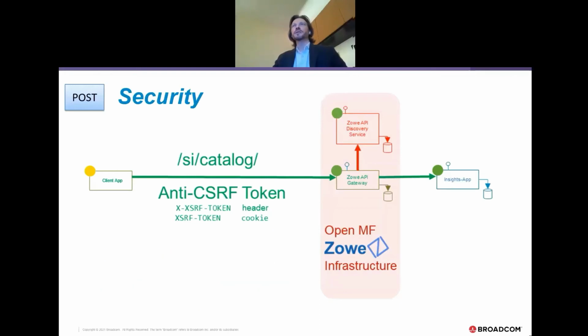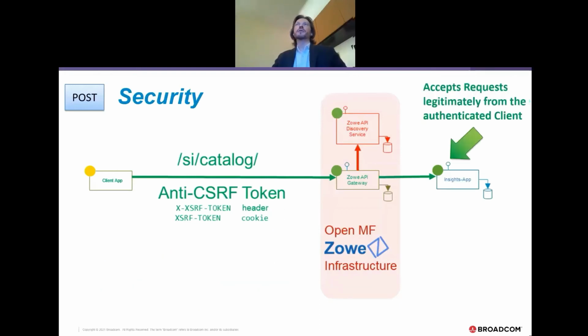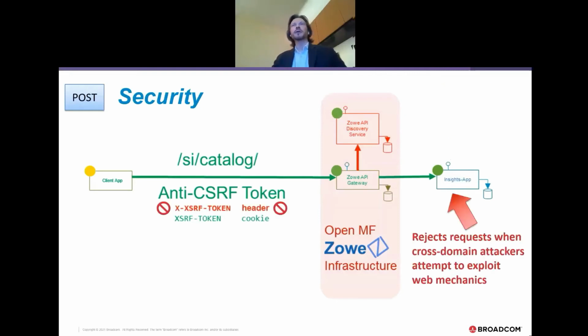If both of those tokens are equal, that means that we will accept requests from our legitimately authenticated client and our legitimately authenticated source. But if that comes from a cross-domain forgery, there's no way that someone in another domain will have been able to access the information in the cookie to guess at what to place into that header. They won't match or they won't be available, and therefore we can reject requests when cross-domain attackers attempt to exploit the web mechanics.